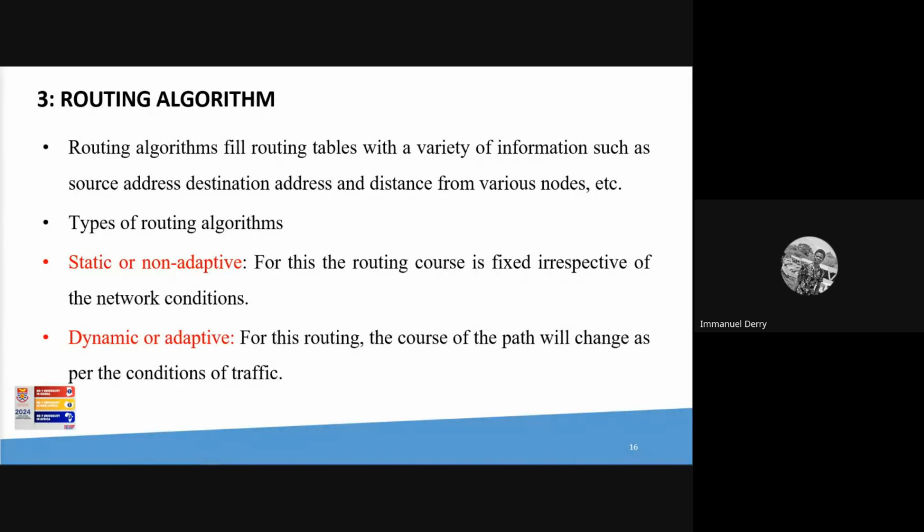If it's a dynamic or adaptive routing algorithm, it basically means that if the packet is moving and realizes there is a network problem or traffic over here, then some of the packets will move to a different path to make sure they get to the destination.